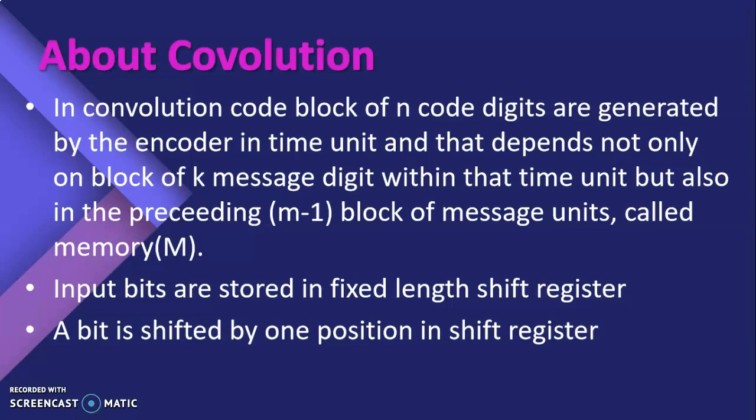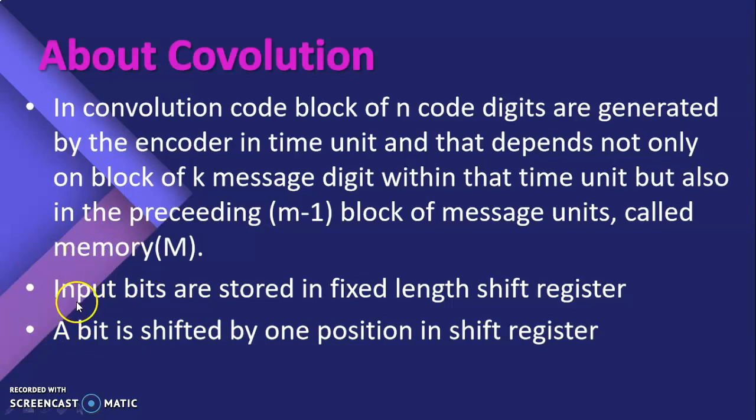In convolution code, a block of encoded digits is generated by the encoder in a time unit, and that depends not only on the block of k message digits within that time unit but also on the preceding m-1 blocks of message units, called memory. So basically in this system, a number of units of information bits are combinedly encoded and the input bits are stored in a fixed length shift register.